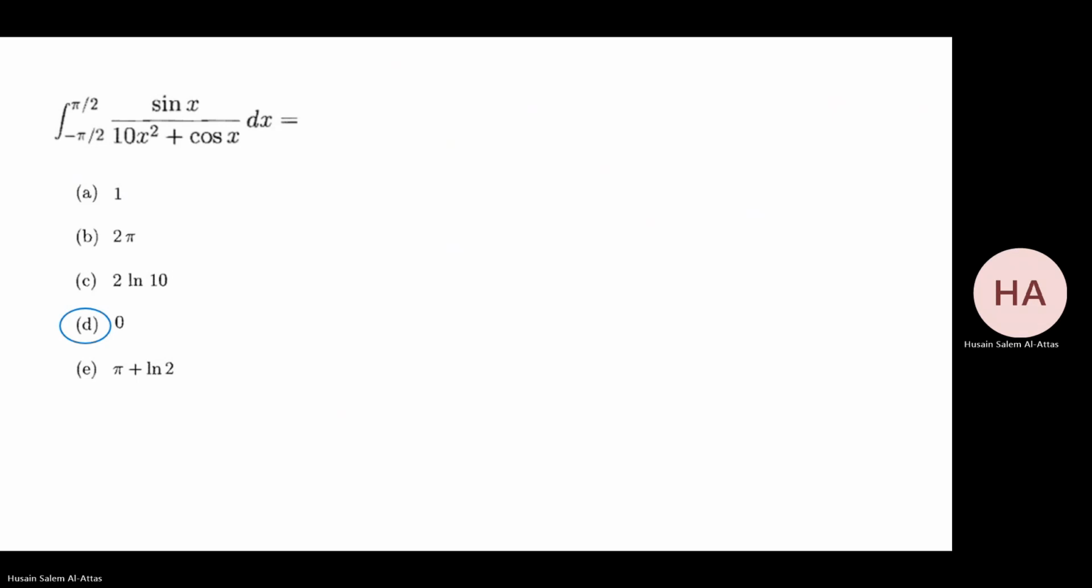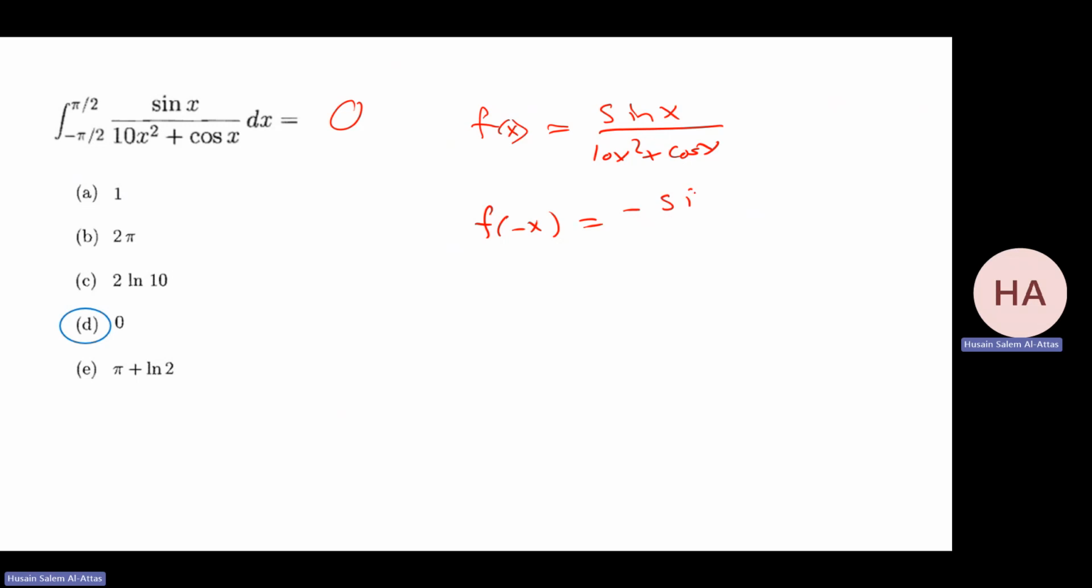Not always. This is an odd function. This is very clear, odd function. So the answer is 0, since this is an odd function. This is my function. So f of minus x will be minus sine x. The 10 will not change. The x squared will not change. The cosine also, cosine of minus x is cosine x. So that will be minus f of x. So it's an odd function. So the answer is 0.